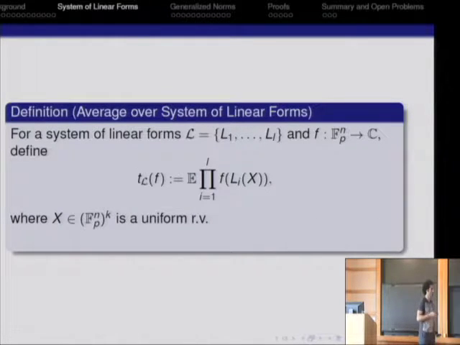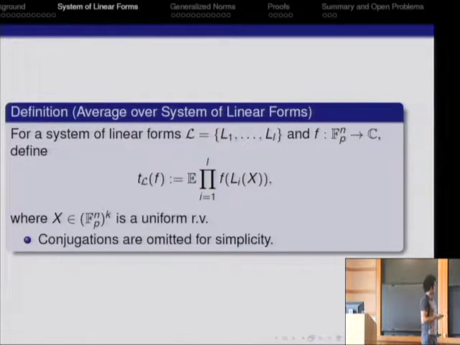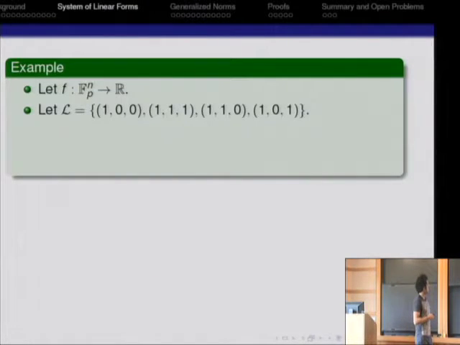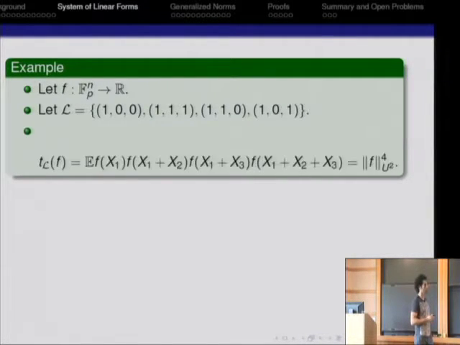So we will be interested in averages. One is often interested in these types of averages where we are given a set of linear forms, and we're looking at the value of f over these linear forms. During this talk, we will just omit talking about conjugations. We will assume most of the time that f is a real function. So let's look at an example. If we have a real function and we define our linear forms to be this, the average T sub L of f becomes basically the Gowers U2 norm.